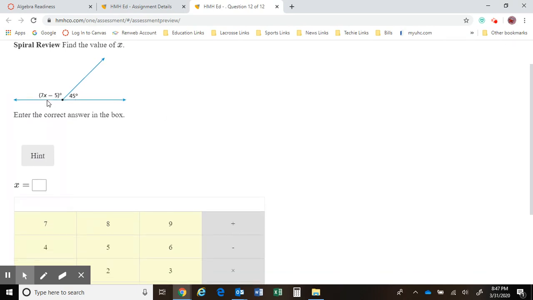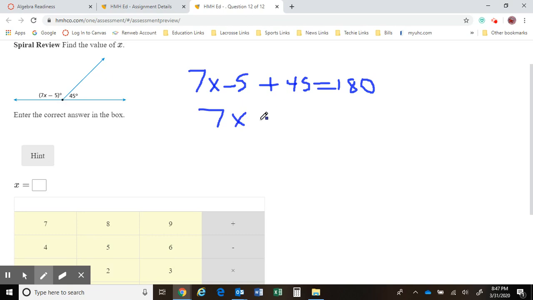So I've got to plug that in there. Let's write this out. I'm going to write in blue this time. 7x minus 5 plus 45 equals 180. I probably could even use my stylus to do this. So I've got negative 5 and 45. When I combine those together, negative 5 plus 45, of course, is 40. So 7x plus 40 equals 180.